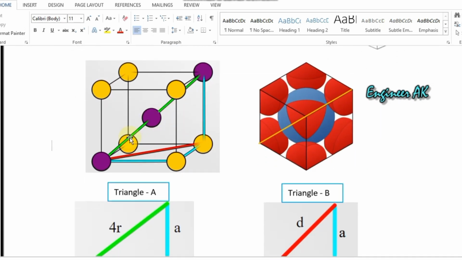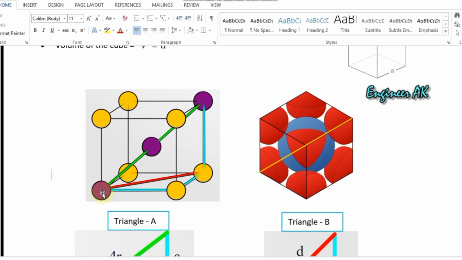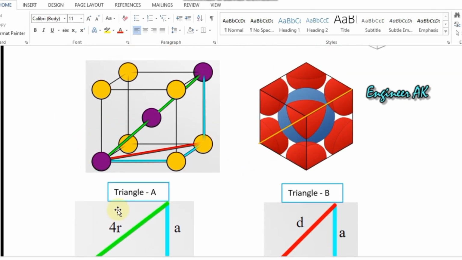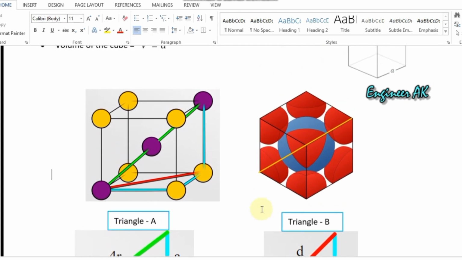Let's suppose I am taking this triangle, the green one, this blue line and this red one, and considering it as triangle A. The second triangle is this red line and these two blue lines. As I told you, it will be 4R, same as in FCC: R, 2R and this R, so it becomes a total of 4R. The hypotenuse becomes 4R.